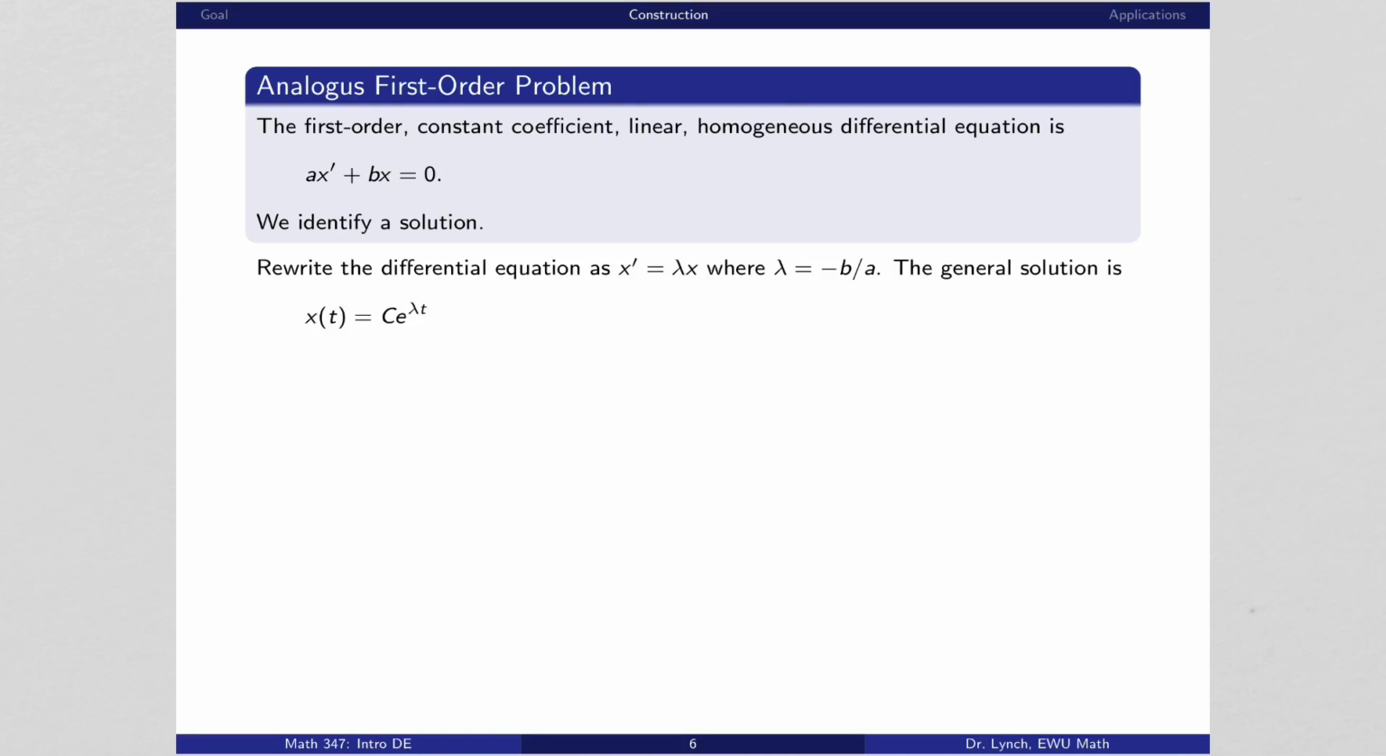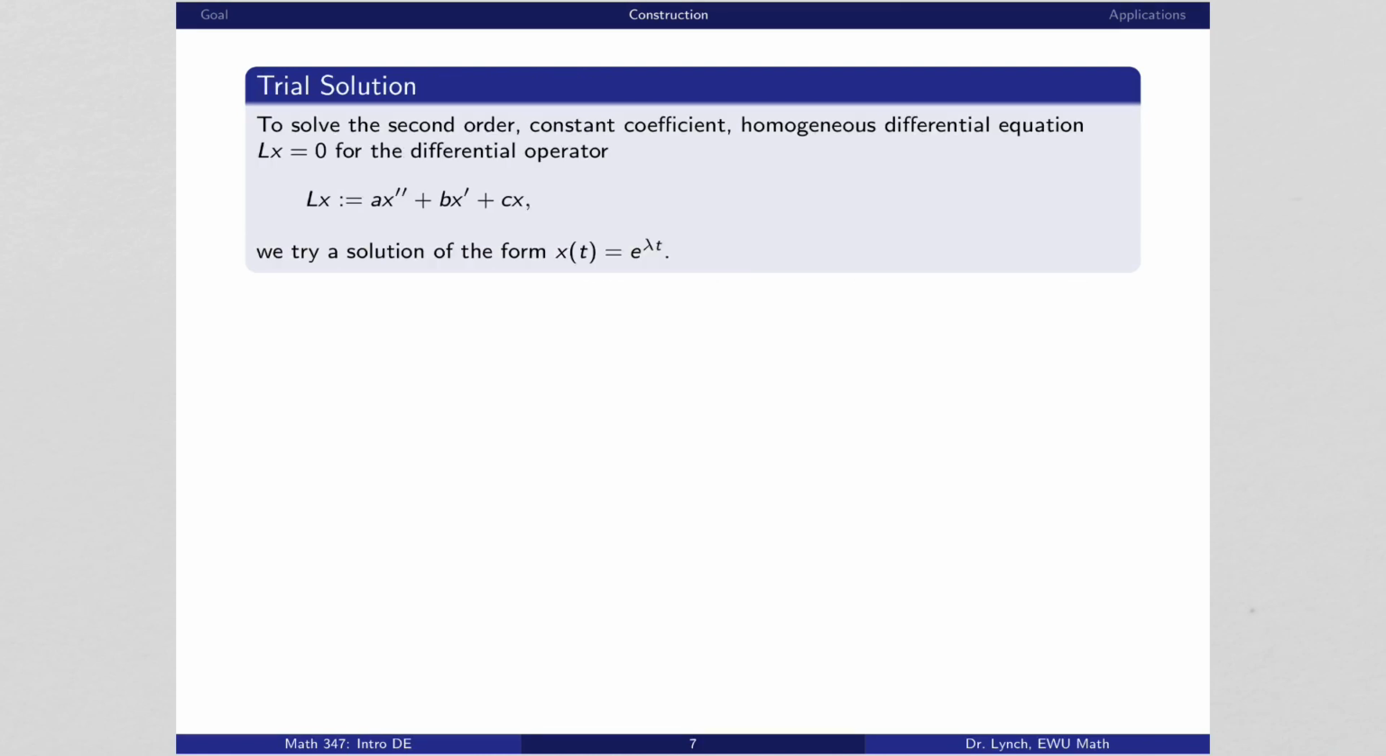So we can rewrite it as x prime equals lambda x, where lambda is equal to minus b over a. So of course we know the solution of that equation. The general solution is given by some constant times e to the lambda t. Okay, so with that in mind, we'll try a similar function for our second order constant coefficient homogeneous differential equation Lx equals 0. So here we'll just try a solution of the form e to the lambda t.